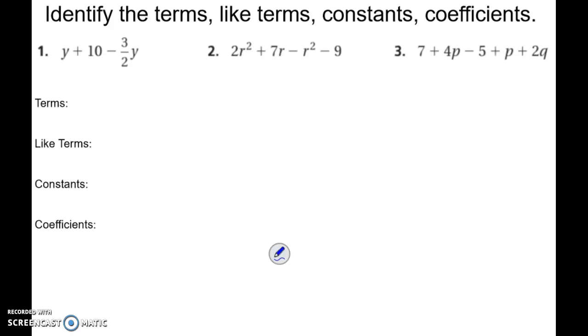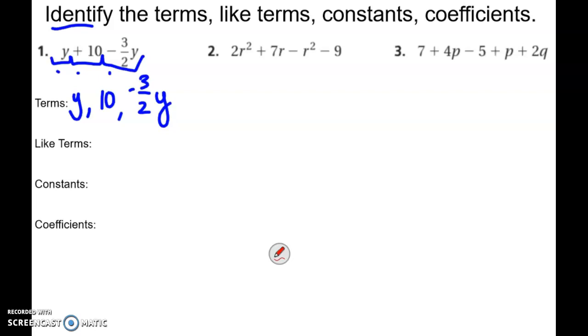Okay, so I have 3 problems up here, and I ask you to identify, right? That means list them out, find them and list them. The terms, like terms, constants, and coefficients. So let me do the first one. Terms. We said that was everything in between the plus and minus signs. So if I just simply underline them kind of like that, you can see that you have 3 terms. They are y, 10, and -3/2 y.